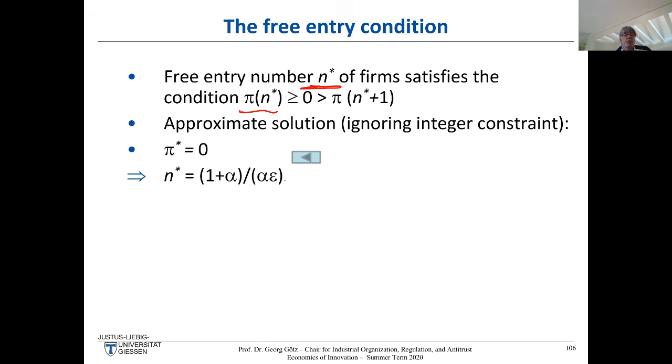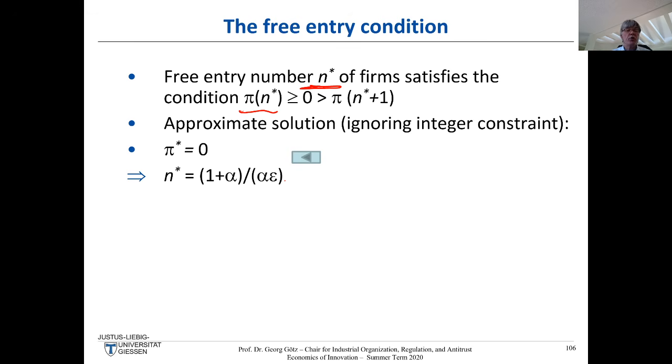But this is a really strange result. Why is that a really strange result? Because the number of firms, for instance, does not depend on market size. What does this mean? Irrespective of whether you are in the US or say in Denmark, you have the same number of firms being active. How can that be? Even though the market is much larger, how can firms nevertheless make no profits?